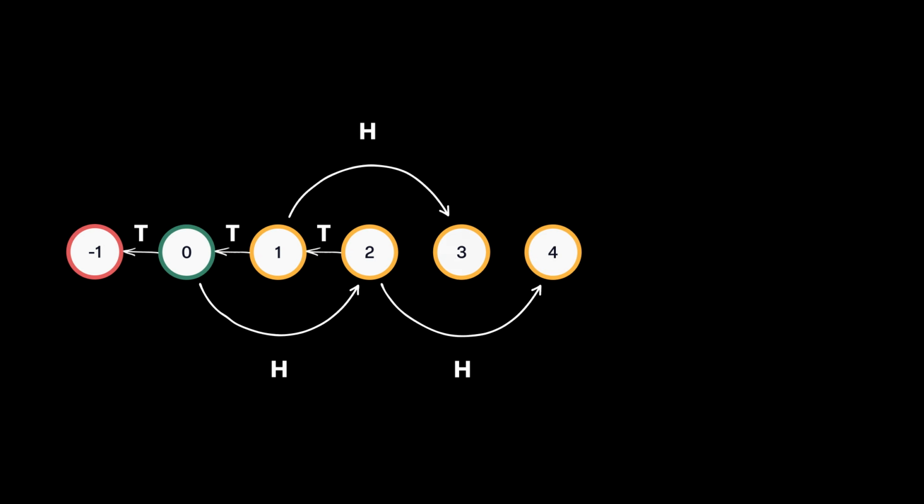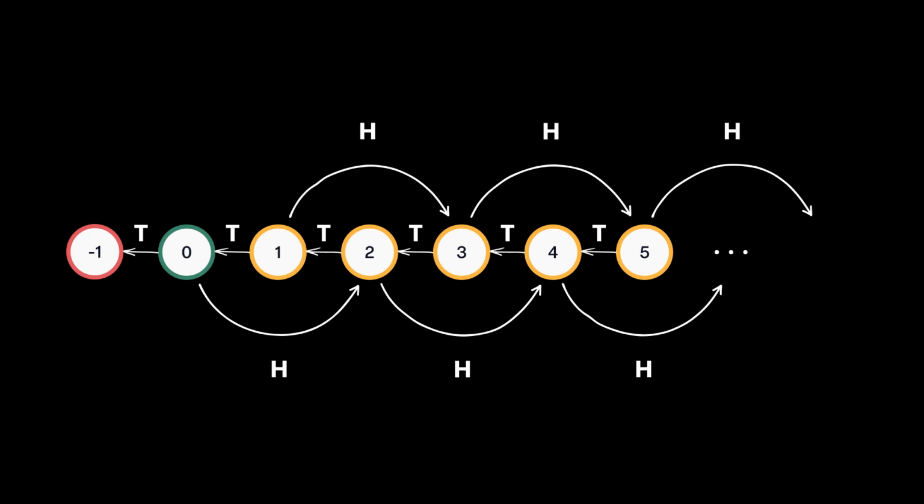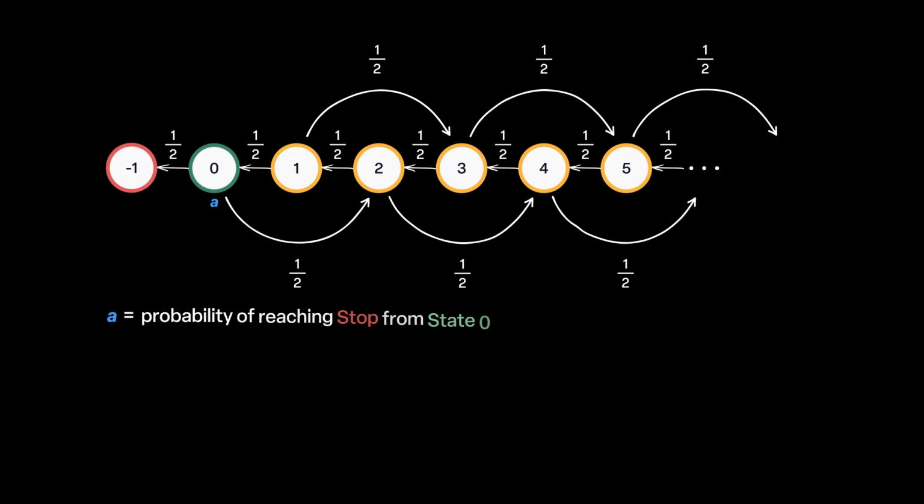Each arrow is either 2 places to the right or 1 place to the left. The diagram continues forever to the right. This is our first diagram with an infinite number of states. What matters are the probabilities, so let's label each arrow with 1/2. We're looking for the probability that we reach the stop state starting from state 0. Let's call that probability A. We'll place it under state 0.